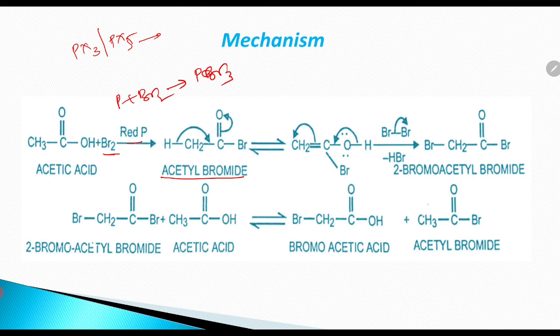This undergoes enolization and then the enol form is obtained, that is CH2=C(OH)Br. A double bond is present, that is the 'ene', and we have an 'ol' functional group here. So this acetyl bromide undergoes enolization and gives rise to the enol. Again, halogenation takes place on the enol form of this acid halide.